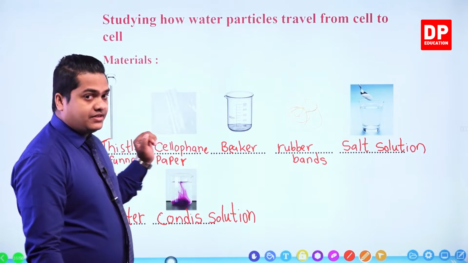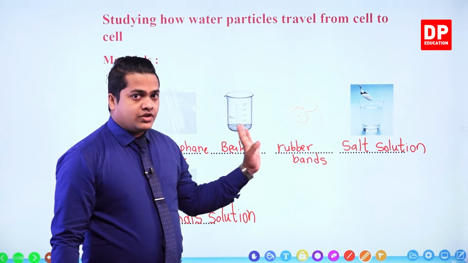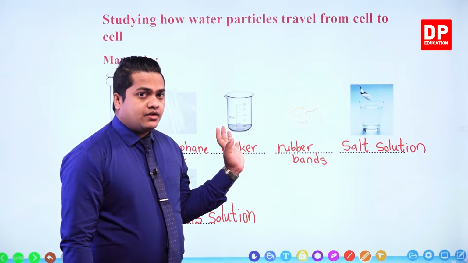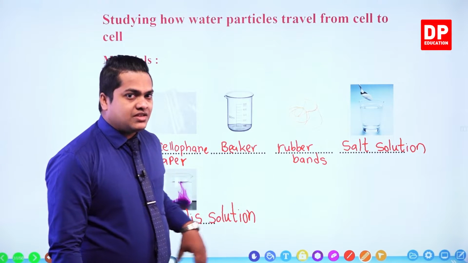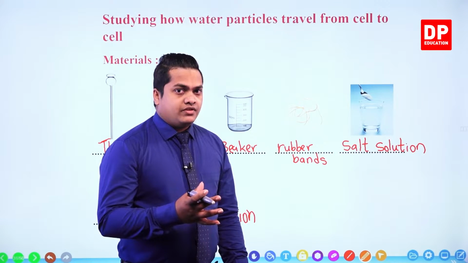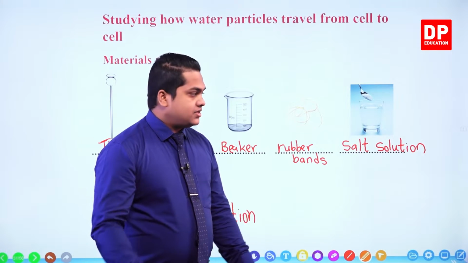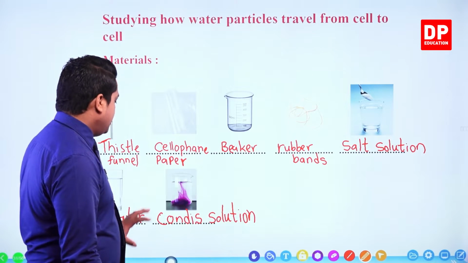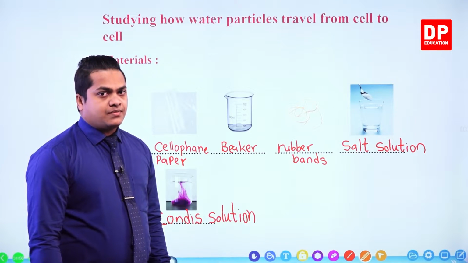We'll be needing a thistle funnel, cellophane paper, a beaker or else a water trough. If you can find a water trough, then the beaker is not important. If you are going to use a beaker, then a beaker with some water. Okay, rubber bands, in order to tighten down that cellophane paper, we'll be needing several rubber bands. Then salt solution, then after that, condensed solution. These are the main things that we need in doing this experiment.